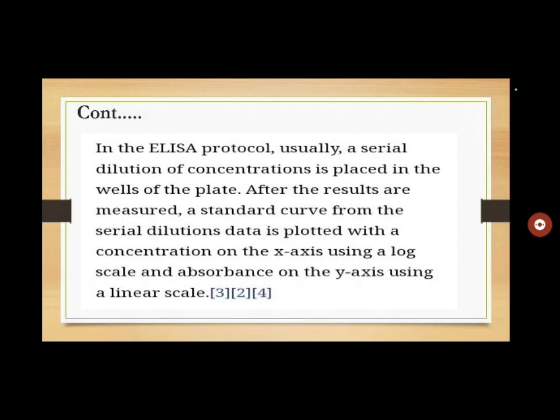In the ELISA protocol, usually a serial dilution of concentration is placed in the wells of the plate. After the results are measured, a standard curve from the serial dilutions data is plotted with the concentration on the x-axis using a log scale and absorbance on the y-axis using a linear scale.